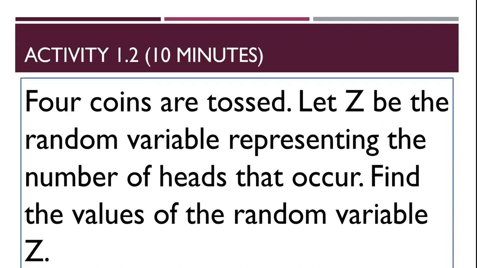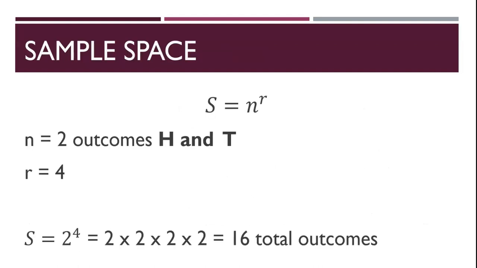Now let's try solving another problem. 4 coins are tossed. Let Z be the random variable representing the number of heads that occur. Find the values of the random variable z. So this time, we will be looking at 4 coins that are being tossed. So first, we solve for the sample space.